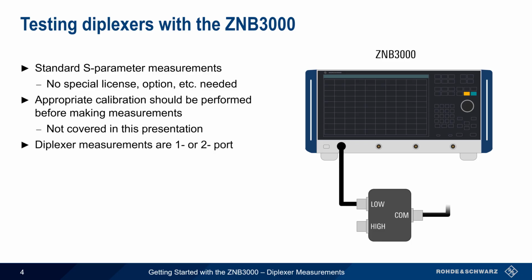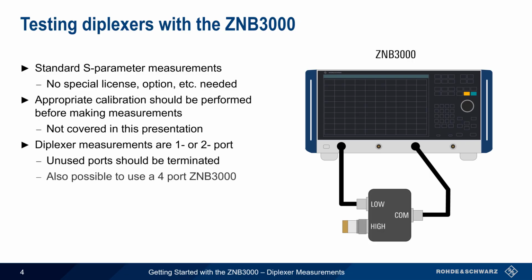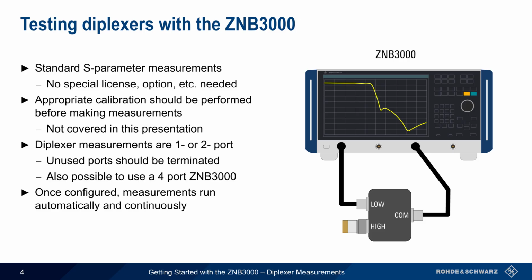Diplexer measurements are all one- or two-port measurements, and unused diplexer ports should be terminated. Note that it's also possible to use a 4-port ZNB3000 and have all diplexer ports connected to and terminated by the ZNB3000. Using a 4-port ZNB3000 also reduces the amount of cabling when switching between measurement types. Once the measurement is configured, it will run automatically and continuously, with results updated on screen after each sweep.